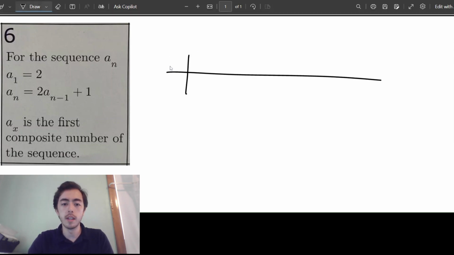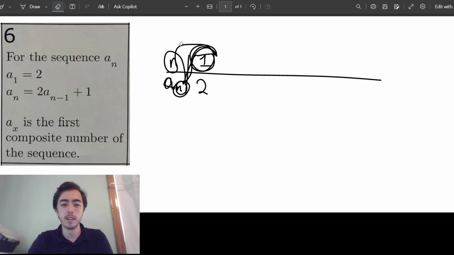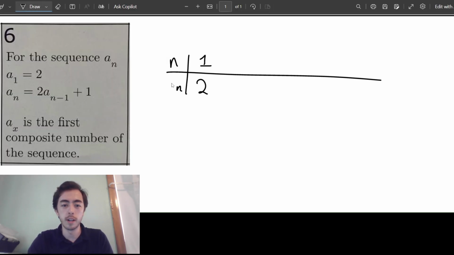Maybe I'll make a table. I could say that this is n, which is kind of like my sequence number. And then I could write a sub n, and that's going to be 2. Because if I put this 1 right here, n is equal to 1, I could replace this n with a 1, and then I'm basically saying that a sub 1 is 2. So I will just organize my thoughts in this table.